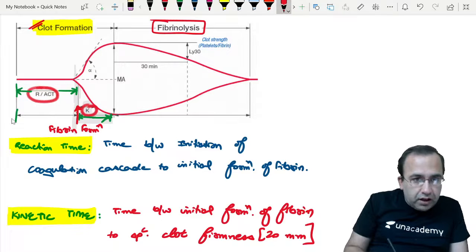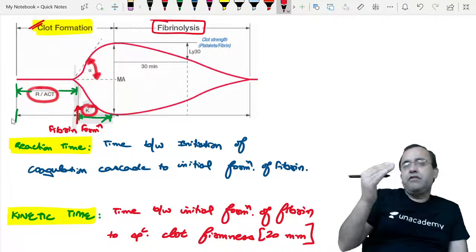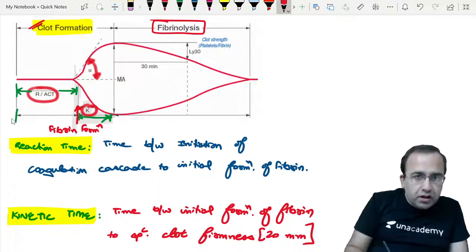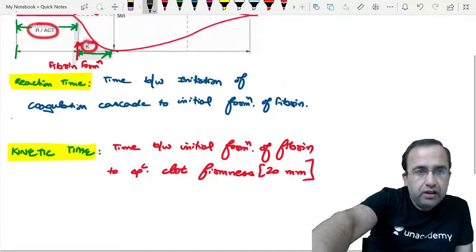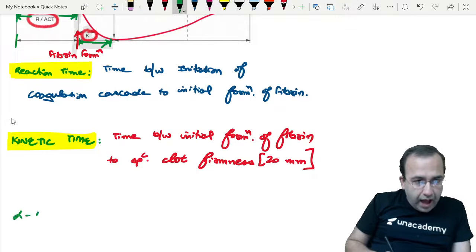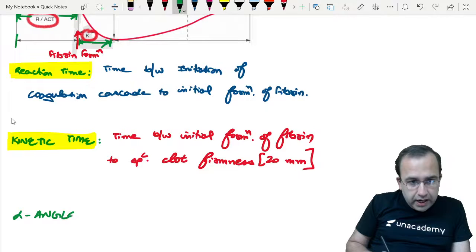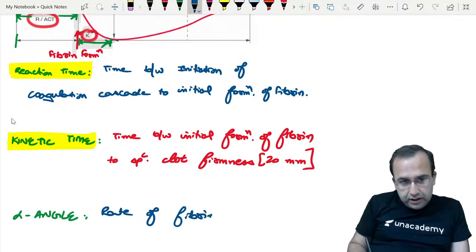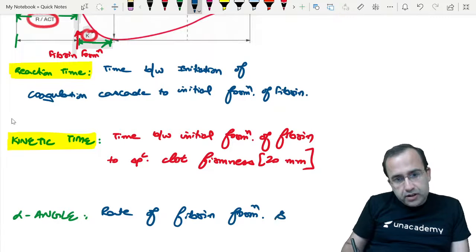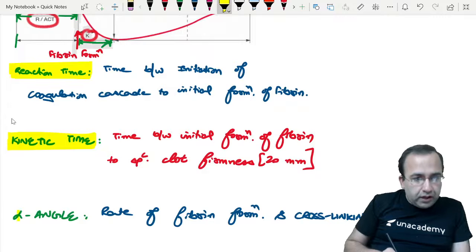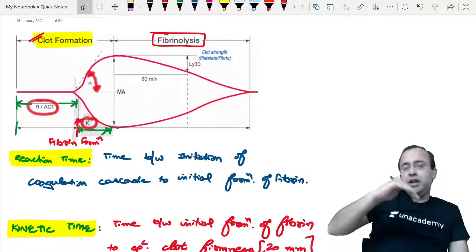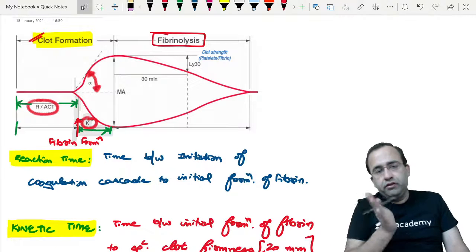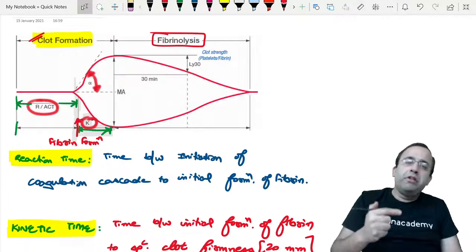Next is alpha angle. Look at this angle. As you're able to make out, the more the alpha angle, the more rapid is the clot formation. It is an angle, so it will be in degrees. Alpha angle is the rate of fibrin formation and cross-linking. As you are clearly able to make out, if the alpha angle is bigger, or if the graph is steeper, the rate of fibrin formation is more.